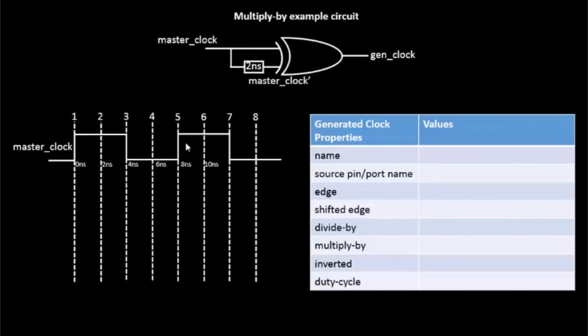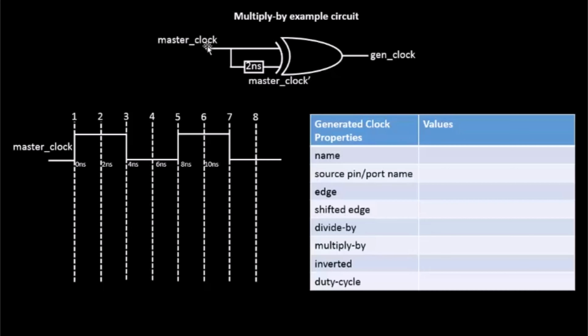When we say multiply by, it means the frequency of this clock, let's say the period is 8 nanoseconds, will have some frequency, x. The generated clock should be a faster clock frequency. So whatever waveform you see over here, there will be a smaller waveform over here. Let's try to derive it.